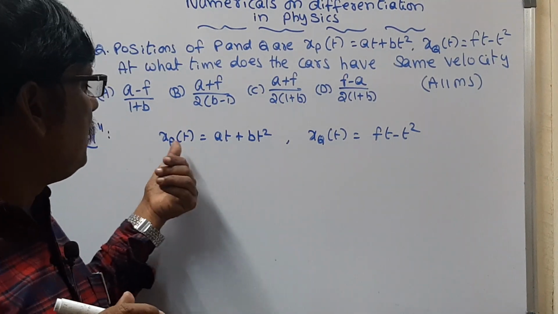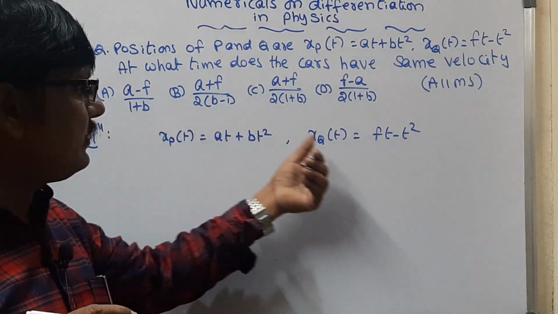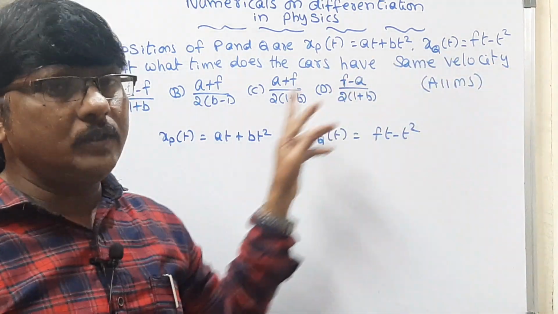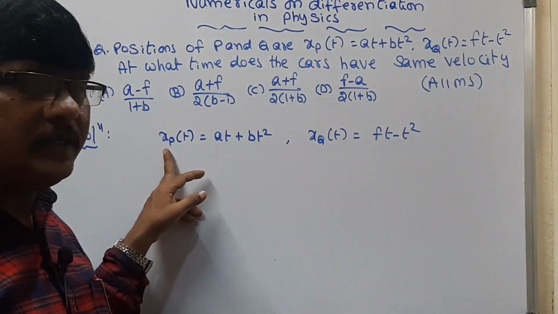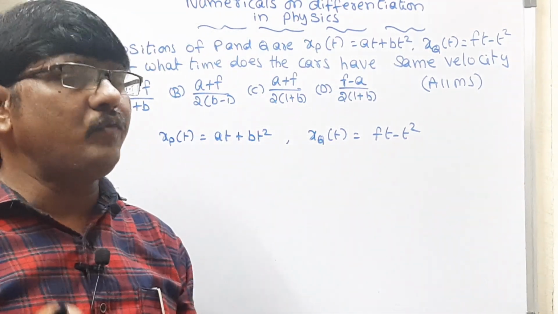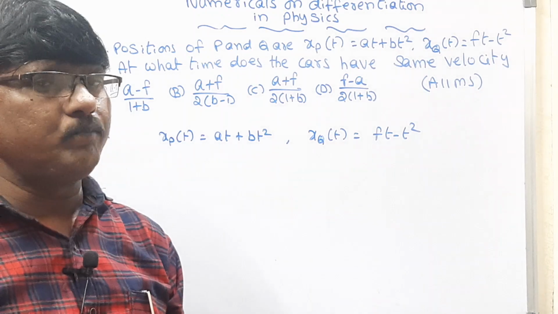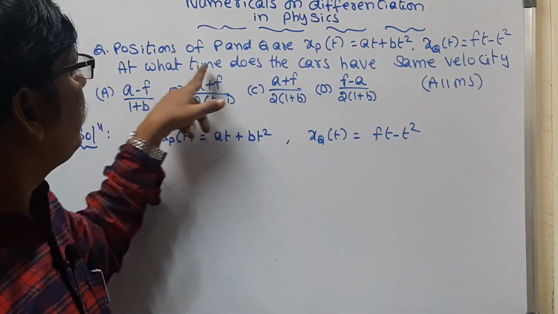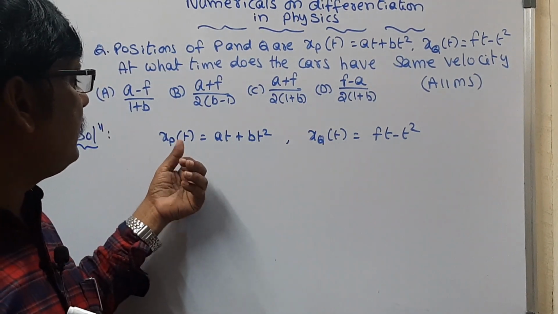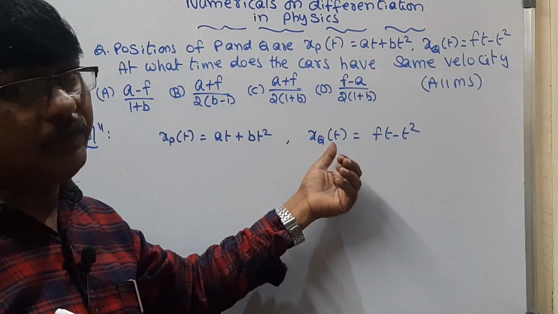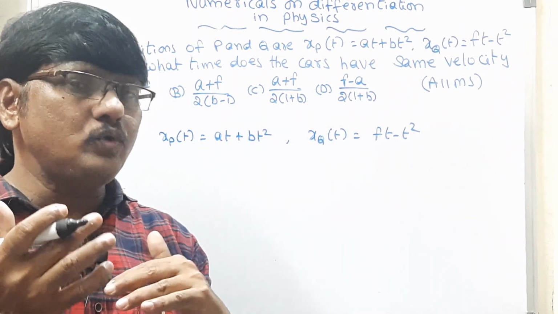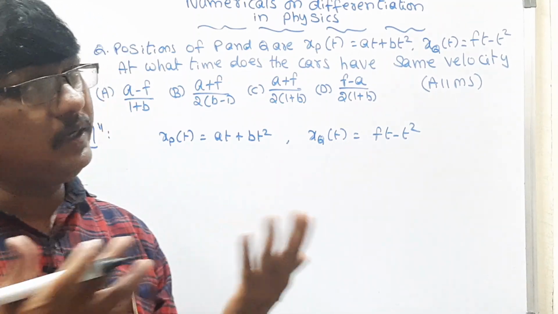Both are having the same velocity. So we have to find the velocity of this particle and the velocity of that particle, and equate them, because whatever velocity this particle has, the other one will have the same. So first we have to find the velocity of each particle, and afterwards find at what time t. First we will find the velocity of the p car and the velocity of the q car, equate both, and by equating those two we will extract that time. Now let us see how to do that.